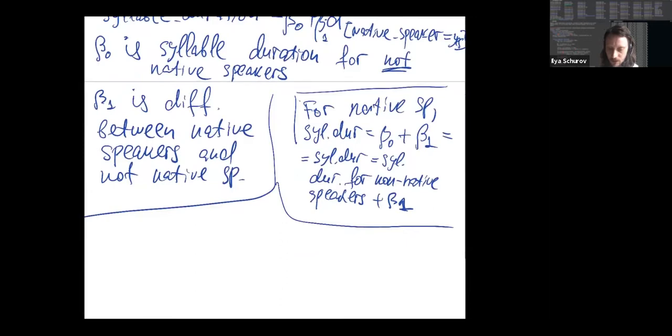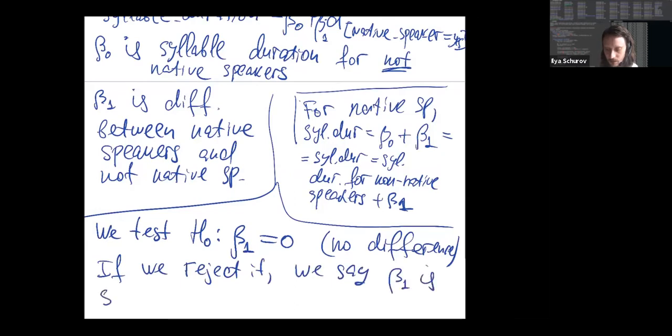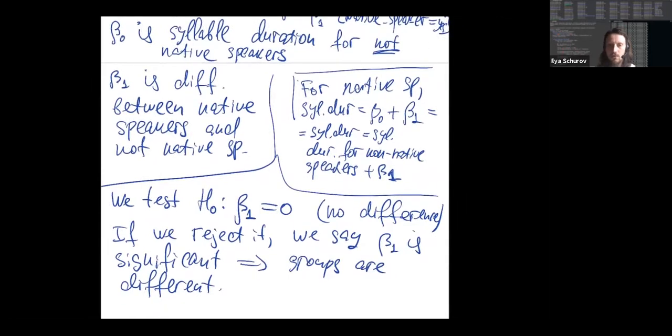So we test the null hypothesis that beta 1 is 0. So no difference. And if we reject it, we say that beta 1 is significant. And so groups are different. So this is actually the same problem, and it works more or less like a t-test.